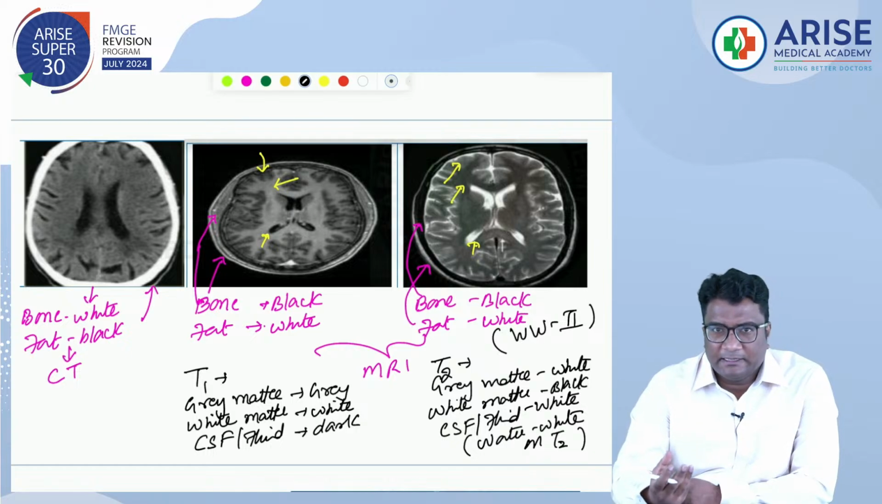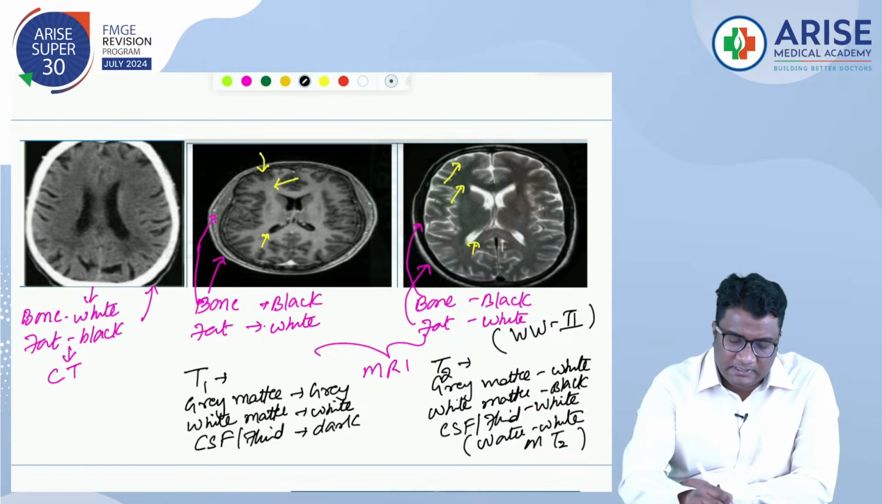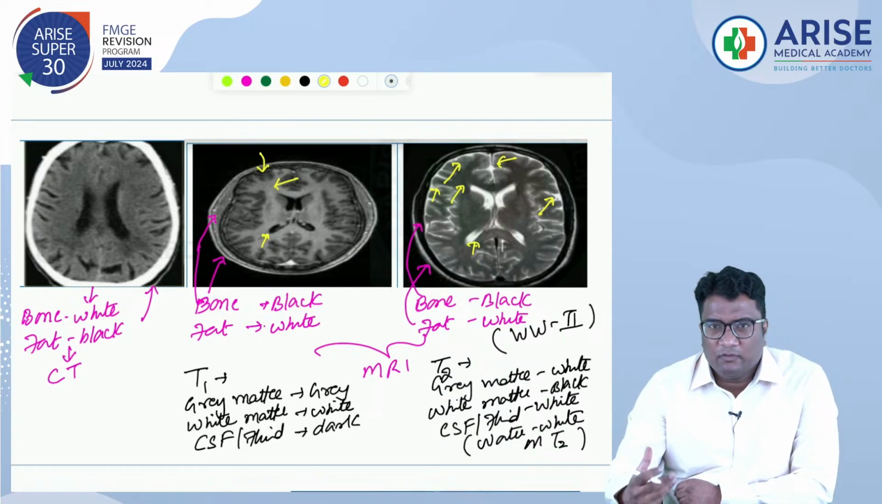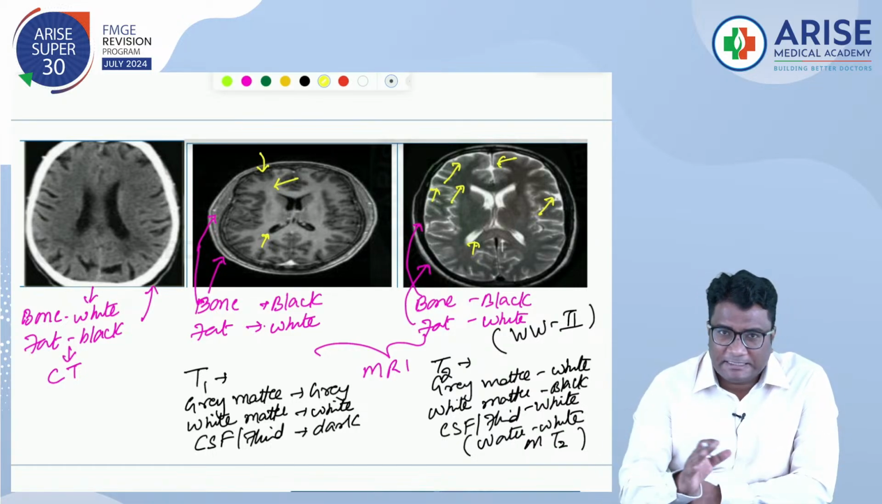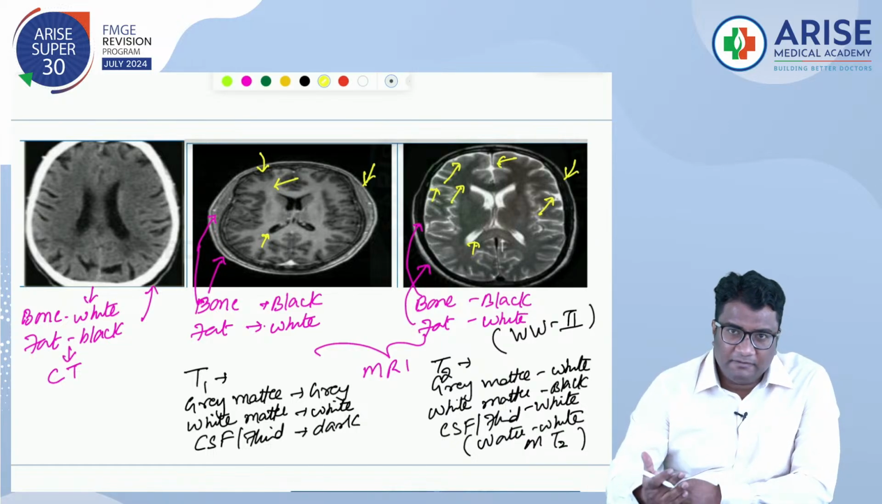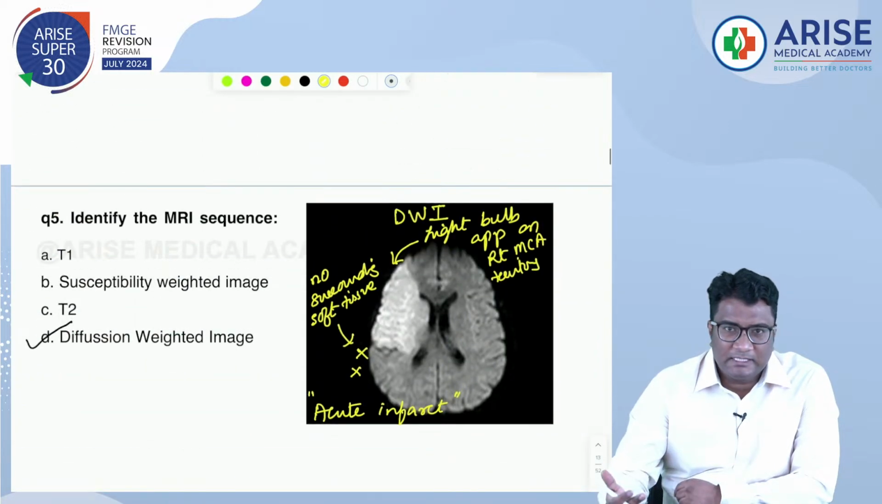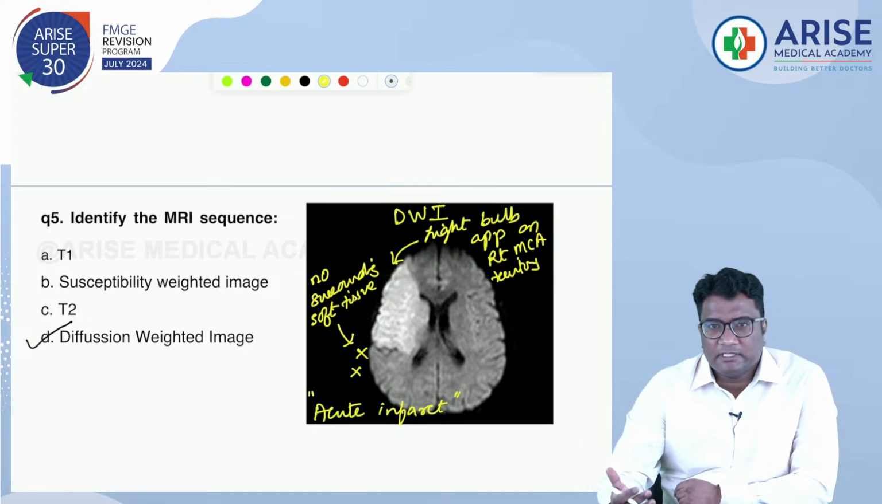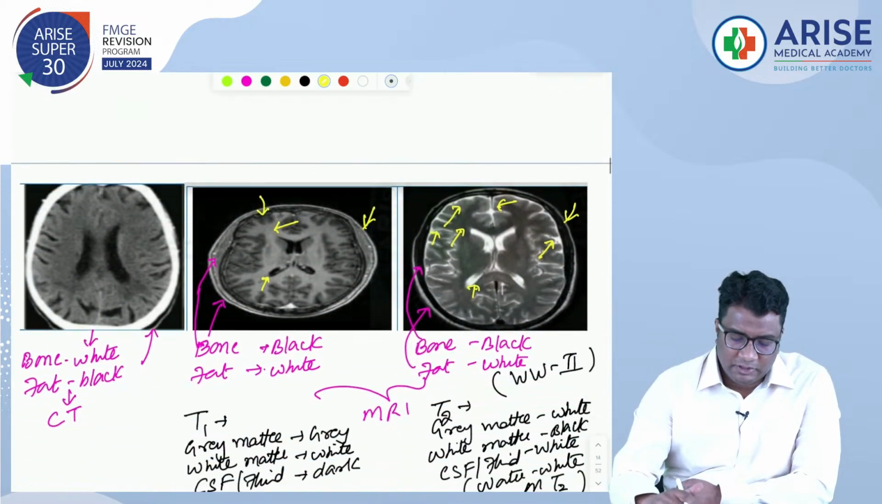The fluid in the ventricle, fluid in the sulcal spaces, fluid in the sylvian fissure, right? Sulcal spaces, interhemispheric area. All of this fluid is white. Water is white on T2. But you can see the surrounding soft tissue, right? But if you have a sequence of MRI where you don't see the surrounding soft tissue, that is diffusion weighted imaging.